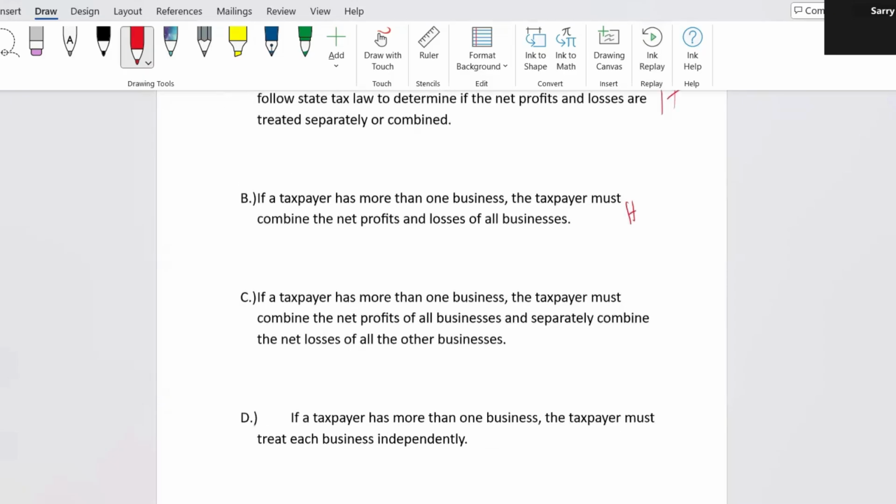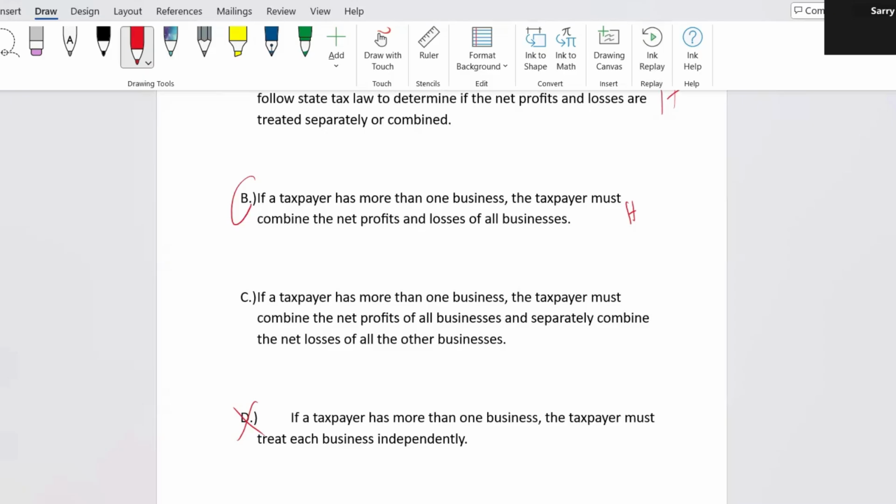If a taxpayer has more than one business, the taxpayer must treat each business independently. So this one, I'm going to just rule out. It's not true. It's not independently. You actually combine. The right answer would be B. If a taxpayer has more than one business, the taxpayer must combine the net profits and losses of all businesses.